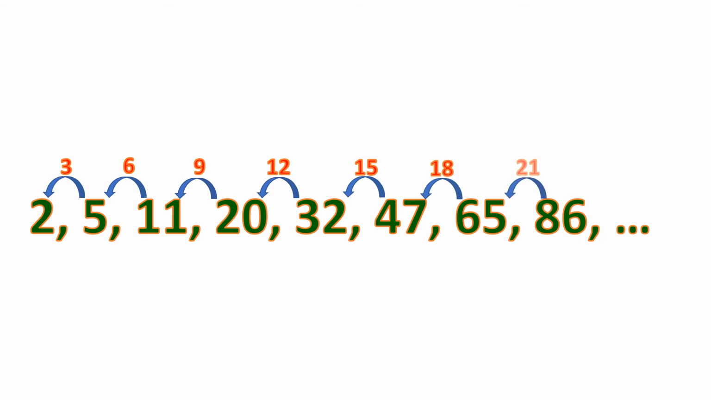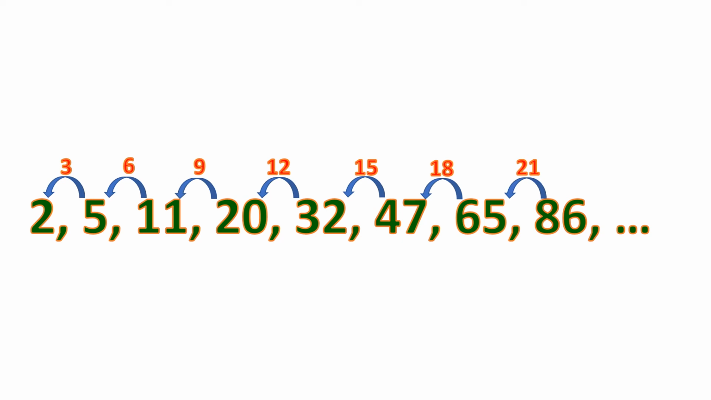So if we're going to subtract the terms so that we will know the type of sequence, we have 5 minus 2 is 3, 11 minus 5 is 6, 20 minus 11 is 9, 32 minus 20 is 12, 47 minus 32 is 15, 65 minus 47 is 18, 86 minus 65 is 21, and so on. So as you can see, there's no common difference. The difference of each is not the same.